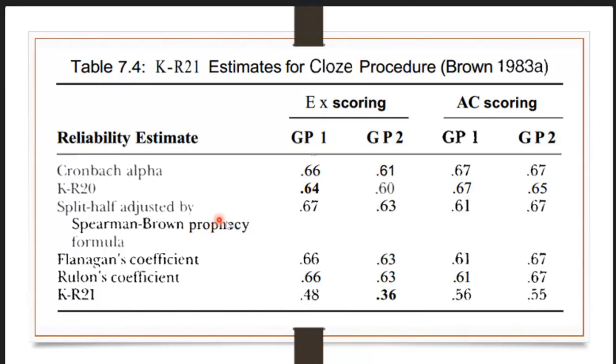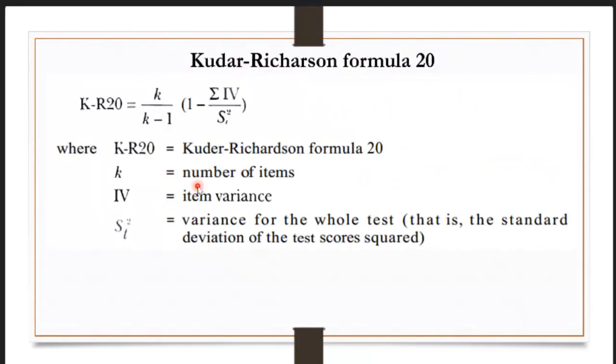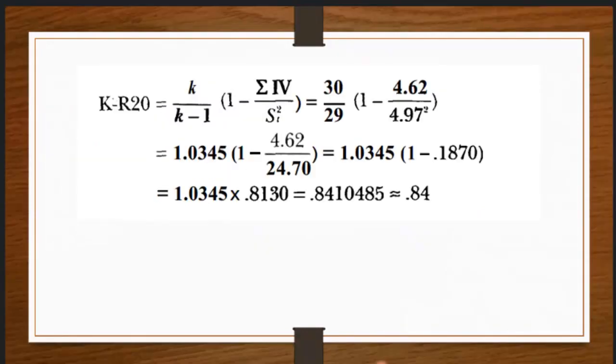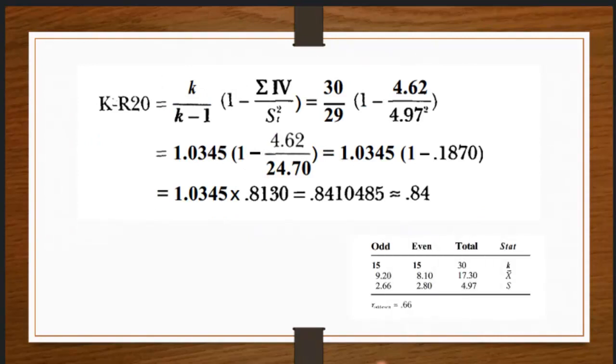And so that's the reason why KR20 is suggested. And here is the formula of Kuder-Richardson formula 20. 20, not 22, 20. Okay. And here is the demonstration. Right. Same thing, reliability.